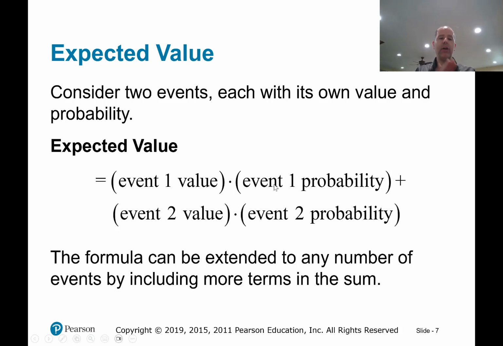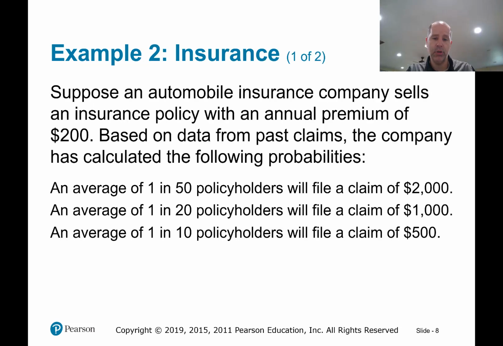So the expected value is very simple. You take each event outcome, the value of each, and multiply by its corresponding probability, and you take those products and add them up, and that is what gives you expected value. Another term for the expected value, by the way, is the mean of the probability distribution.